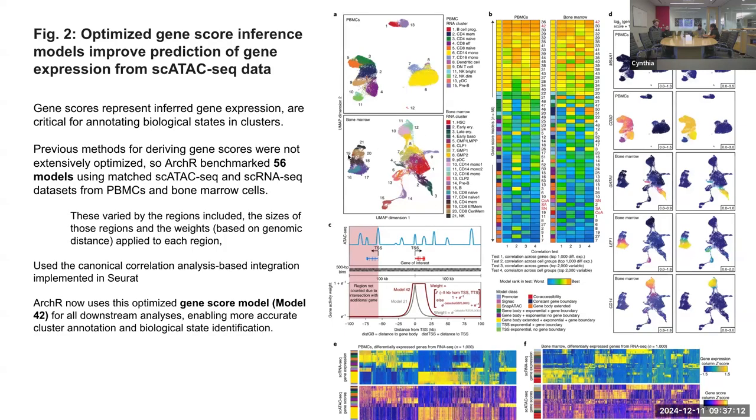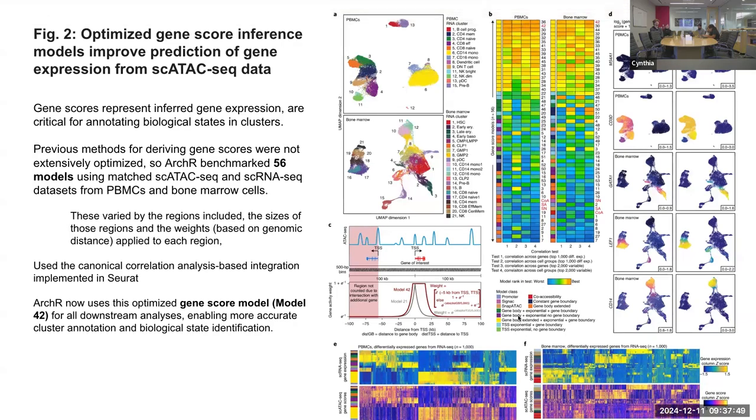So they rank a total of 56 models, and they made the conclusion that the best model to run the gene score inference is model 42. Then we can see here that it was tested in two different data types, the PBMC and the bone marrow. The colors here are a combination of different properties that are implemented in the models.